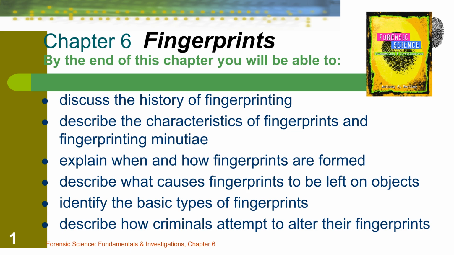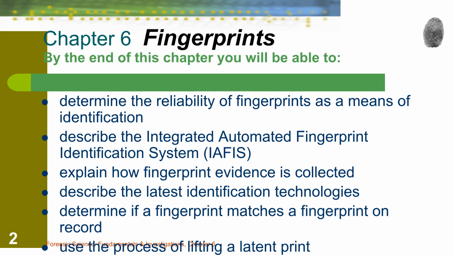Welcome to Chapter 6, Fingerprints. By the end of this video, you will be able to discuss the history of fingerprinting and describe its characteristics and minutiae. We will also cover how and when fingerprints are formed, what causes them to be left on objects, and the basic types of fingerprints. Finally, we'll explore how criminals try to alter their fingerprints.